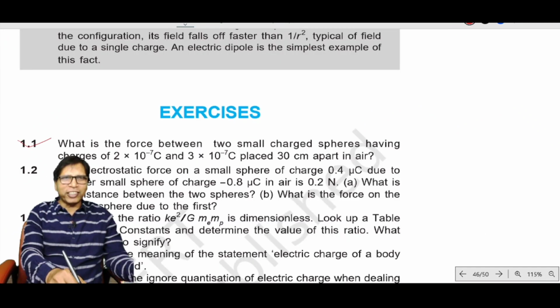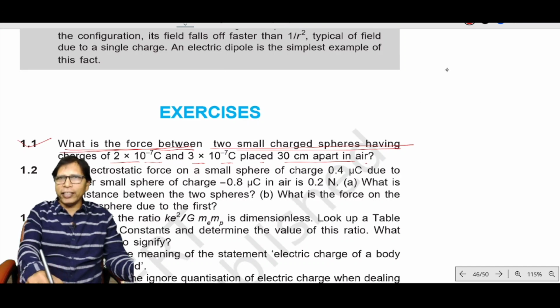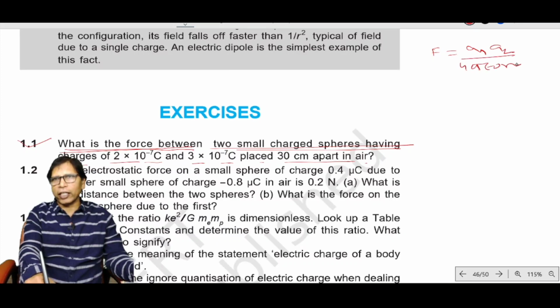Now question number 1.1. What is the force between two small charged spheres having charges 2 into 10 to the power minus 7 coulomb and 3 into 10 to the power minus 7 coulomb placed 30 centimeter apart in air? Now you know F equals Q1 Q2 divided by 4 pi epsilon naught R square. Here Q1 equals 2 into 10 to the power minus 7, Q2 equals 3 into 10 to the power minus 7.